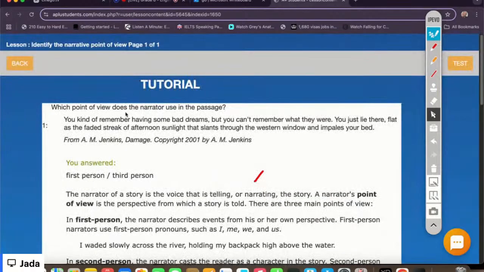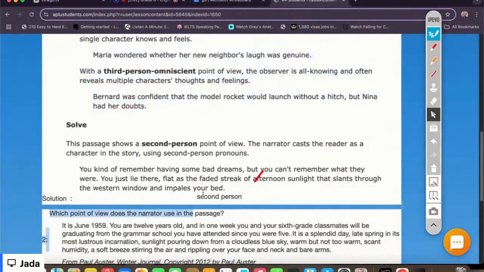So we have, which point of view does the narrator use in the passage? You kind of remember having some bad dreams, but you can't remember what they were. You just lie there flat as the faded streak of afternoon sun that slants through the western window and impales your bed. As you can see, it uses you. So this is gonna be what? The second person. Okay?